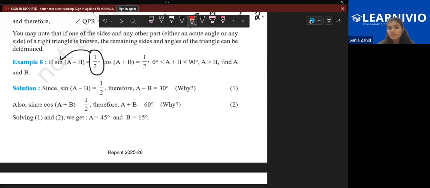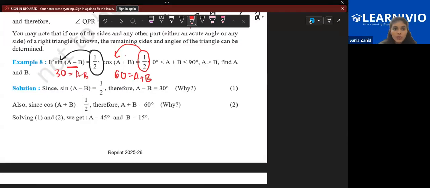Not cos 30, sin 30. So 30 is equal to a minus b because this is the angle. Sin 30 is 1 by 2, so a minus b becomes equal to 30. And 1 by 2 was what value for cos? 60. So 60 is equal to a plus b.